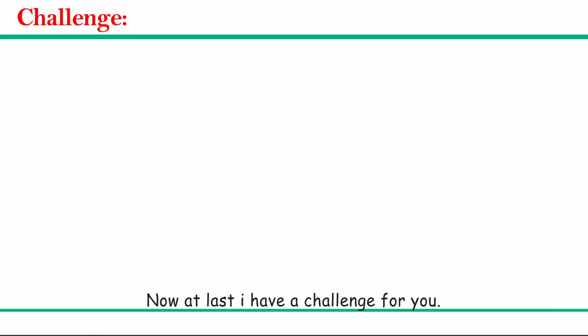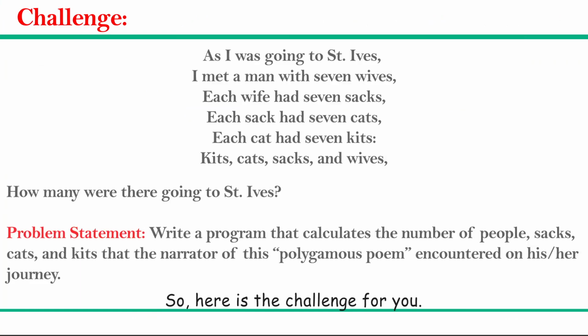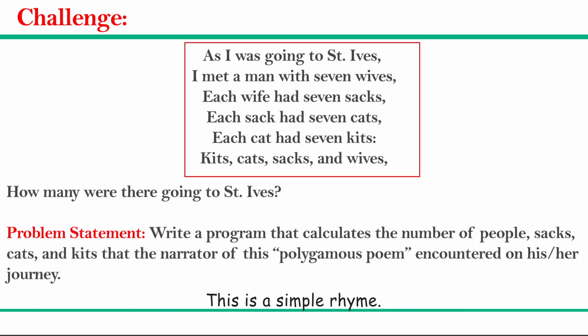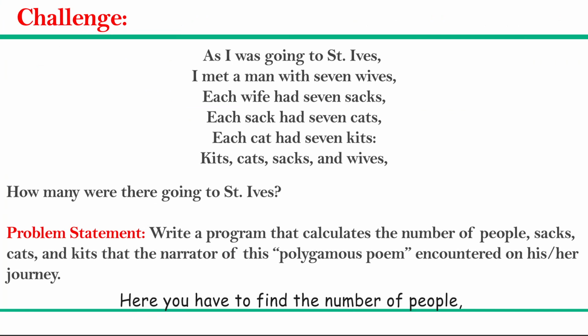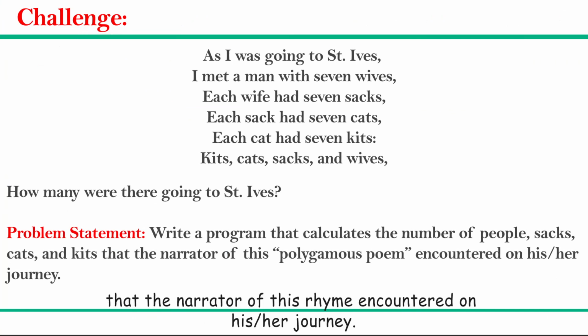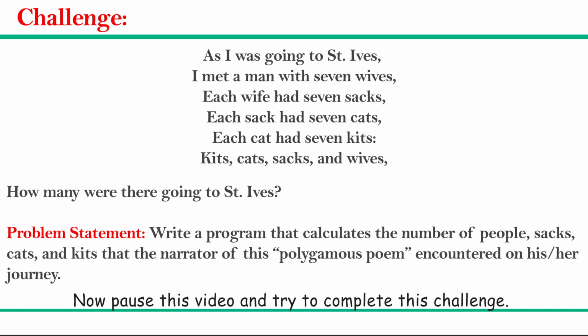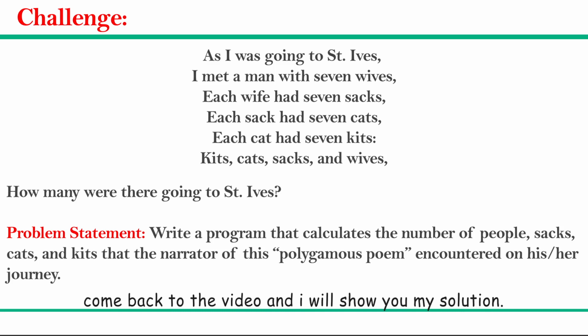Now at last I have a challenge for you. So here is the challenge for you. This is a simple rhyme. Here you have to find the number of people, sacks, cats, and kids that the narrator of this rhyme encountered on his or her journey. Now pause this video and try to complete this challenge. And when you complete it, come back to the video, and I will show you my solution.